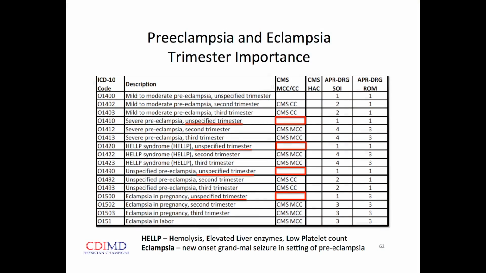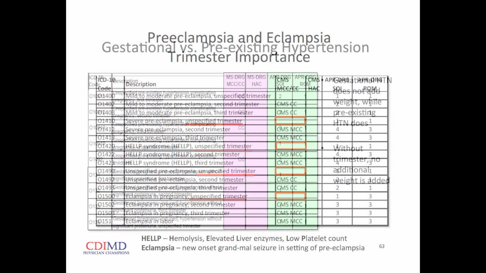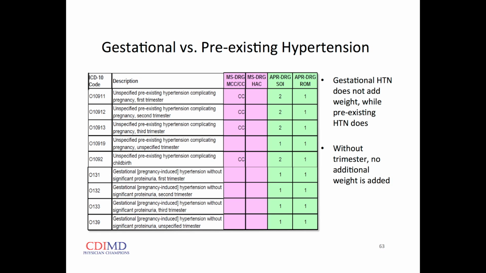Eclampsia and pre-eclampsia, if we designate the trimester of involvement, we get extra credit in the second and third trimesters, but when we don't give the gestational age, we don't get any credit at all. And gestational hypertension does not add weight, but if they were hypertensive before the pregnancy, we do get increased weight for that. And this is a screenshot from another table that we will provide for you. Every ICD-10 code, its description, and its relative weight assigned in the Medi-Cal APR-DRG system or the Medicare DRG system, whether it's a CC, an MCC, not depicted here, or neither.